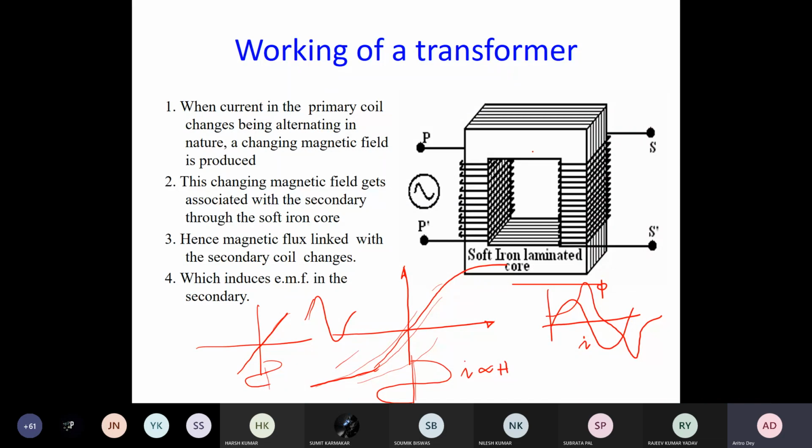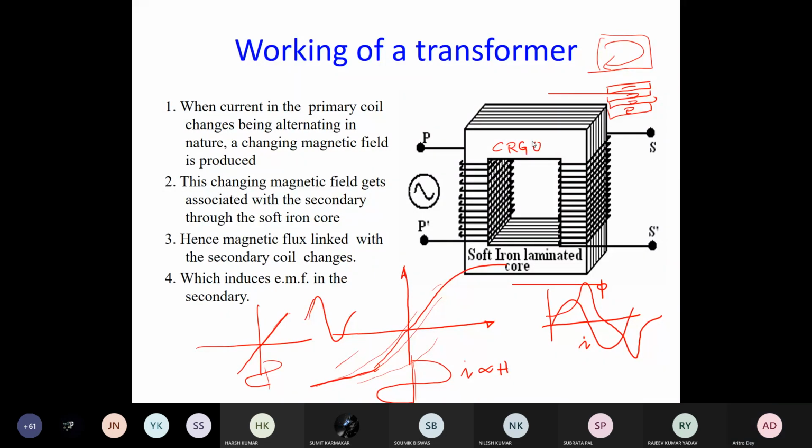And we go for lamination, because if you laminate it, then there won't be a high circulating eddy current. If you take a bigger block, it will have a high eddy current, high circulating current. But if you laminate it, then there will be numerous but small currents, so your eddy current losses will also be less. That is why we go for CRGO and the laminated core.